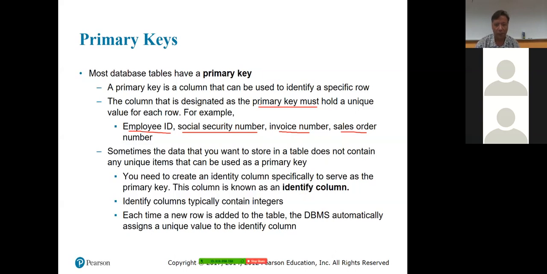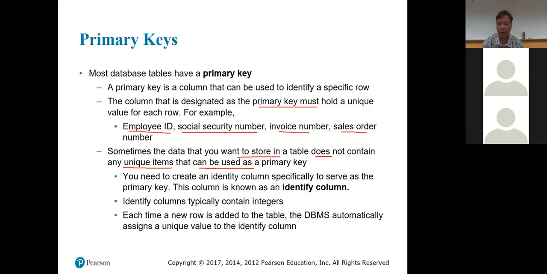Sometimes the data you want to store in a table does not contain any unique items that can be used as a primary key. Well, that's not entirely true, because if you don't allow duplicate records, then the entire record itself, all of the fields combined, can be the key. But that's relational database theory. In a practical sense, you want to have a key, and you want the key to be as few fields as possible, as few columns as possible. Ideally, just one column is the key.